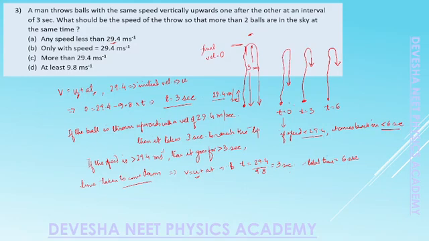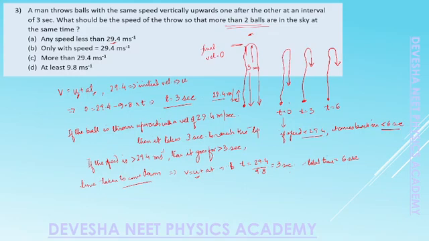That is why we are saying that if the speed is more than 29.4, then while this ball is being thrown, the second ball will always also be there. It is saying that I need more than two balls in the sky at the same time. More than two balls means three balls. So that is only possible if we are throwing at more than 29.4.